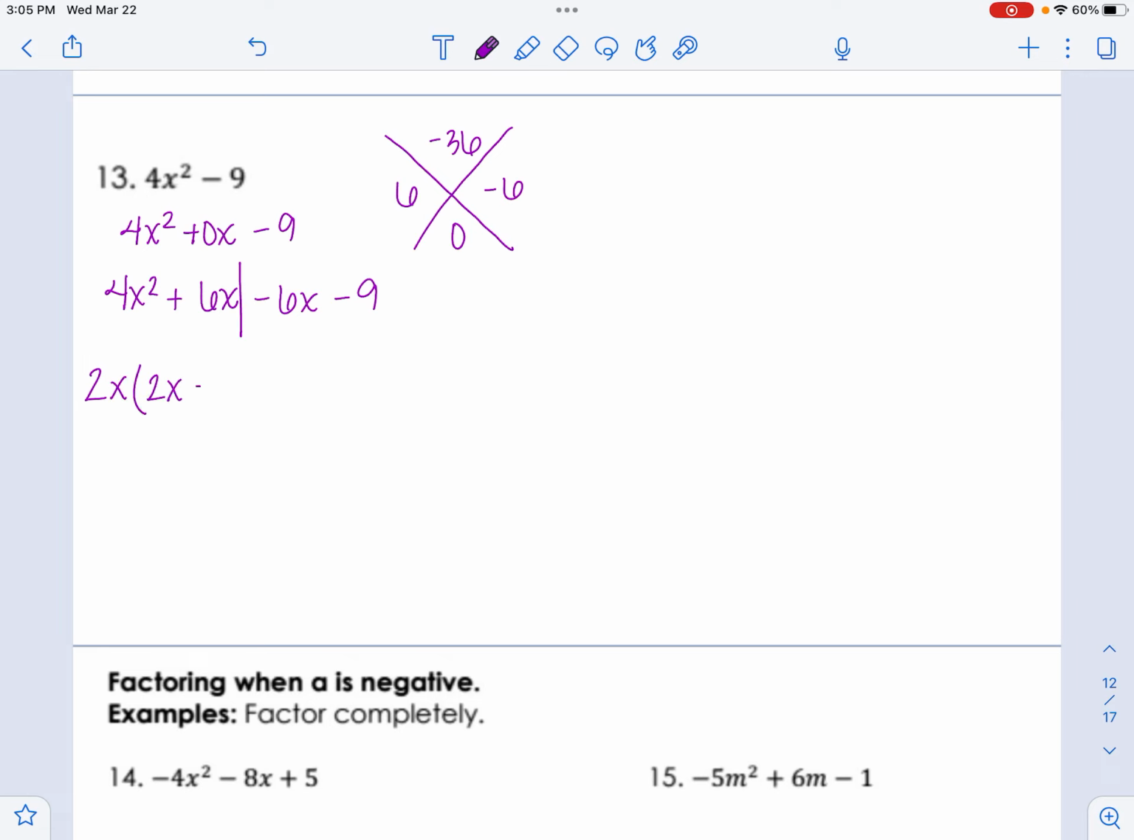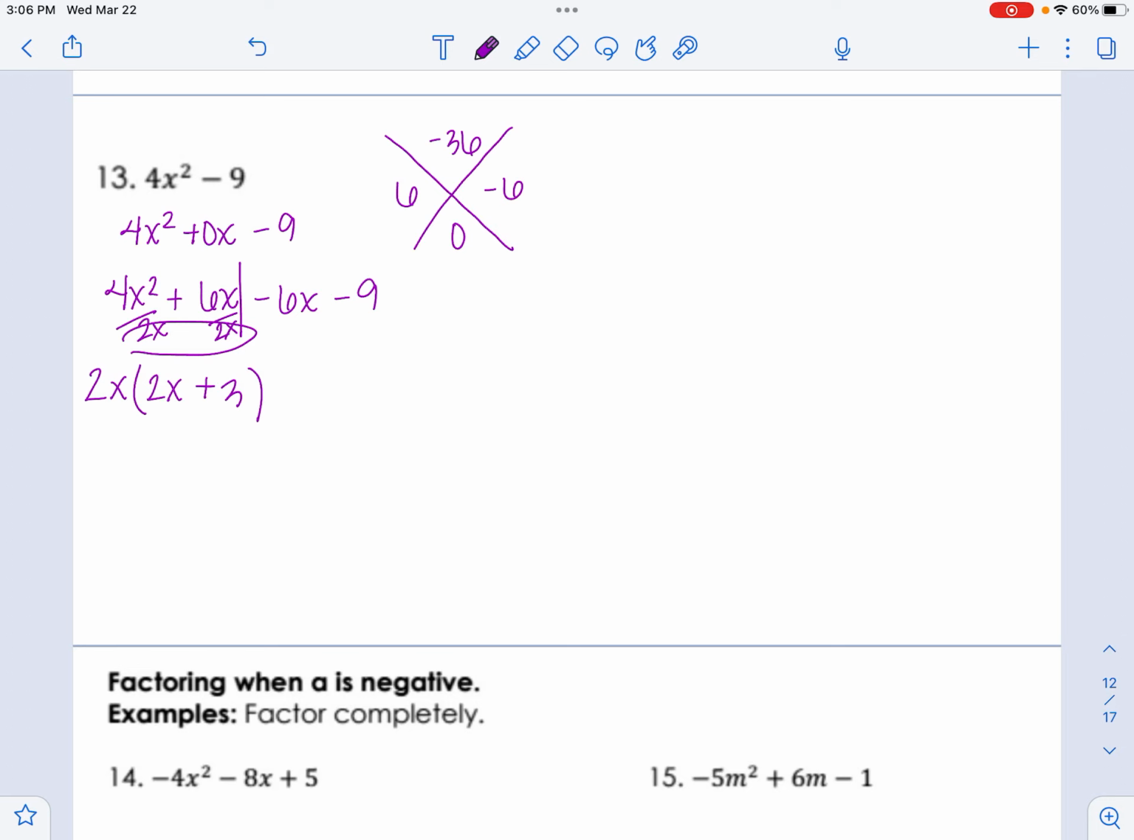So 2x plus 3. So remember, you're dividing by the GCF. And I think I skipped doing that a few times. If you're having trouble coming up with when you're factoring out GCF, make sure you're writing this step right here.